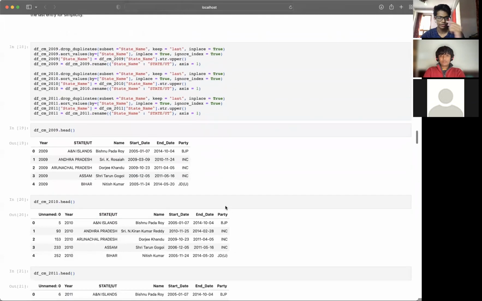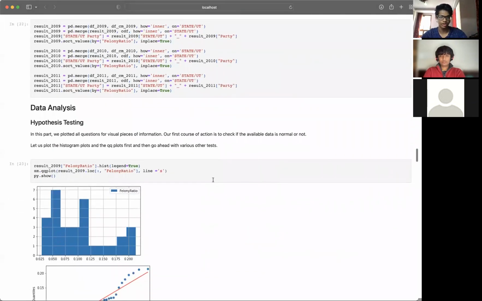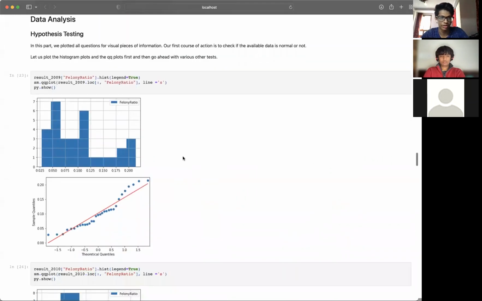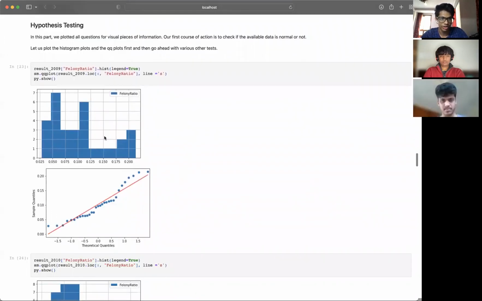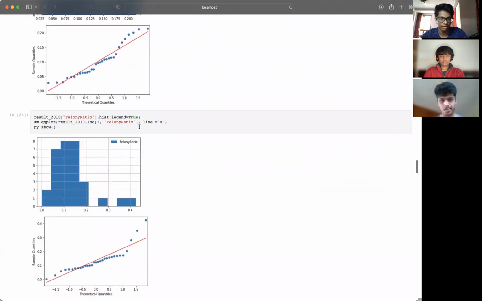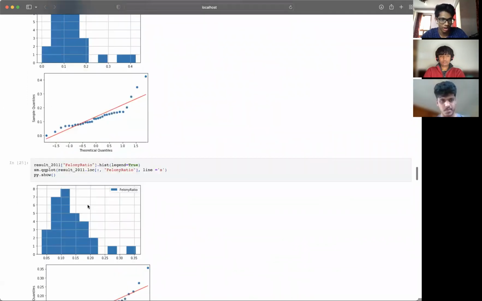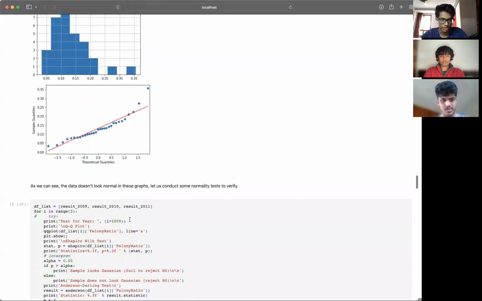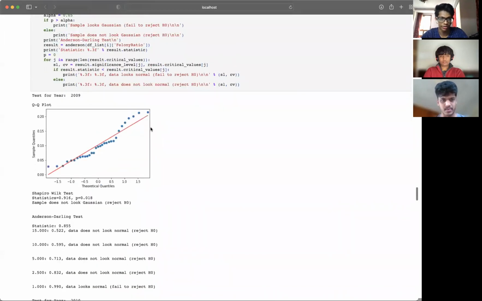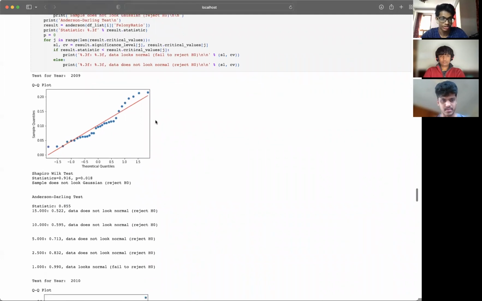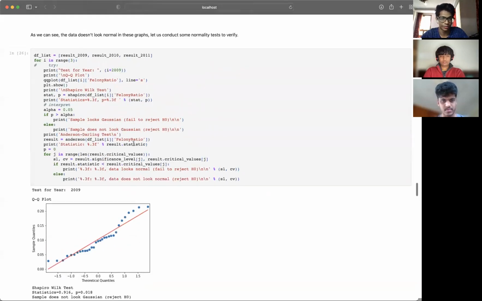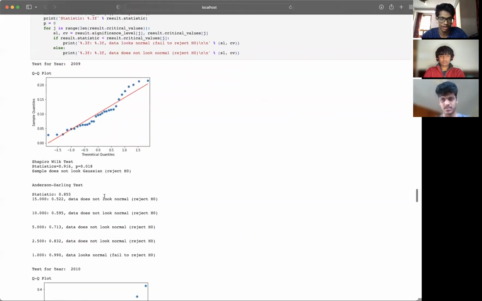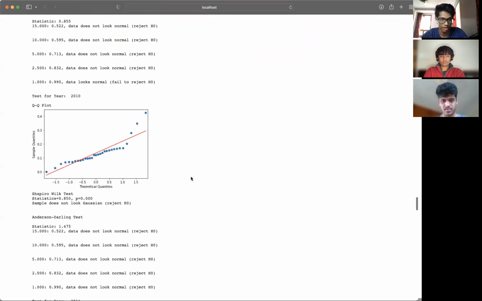Coming to the data analysis, we started off with hypothesis testing. One of the first tests we needed to make was whether the data we have is normal or not. By plotting the histogram plot and the QQ plot, we arrived at the conclusion that it doesn't look normal. But we didn't stop there. We performed the Shapiro-Wilk test and the Anderson-Darling test for the 2009, 10, 11 data sets, and the tests came negative for all of them. That is, it is not normal.